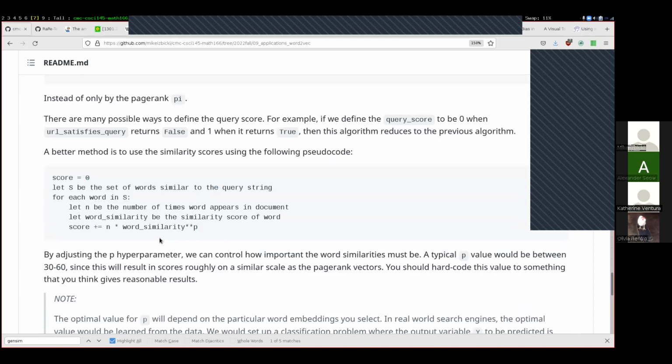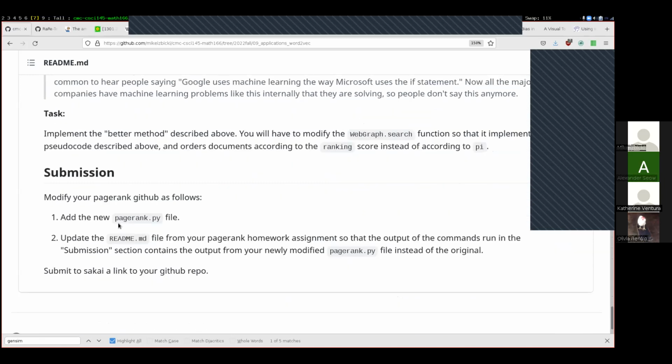So my hope is that this won't be a super stressful project for you at the end of the semester here. Do those 2 things. You modify your GitHub repo to include your modified PageRank file, and then the README from your previous project had a bunch of sample queries that you were supposed to run. You'll just rerun those sample queries with your newly modified code and upload your GitHub repo to Sakai to submit.